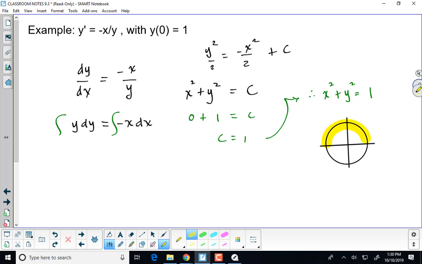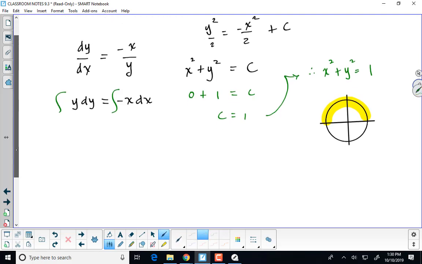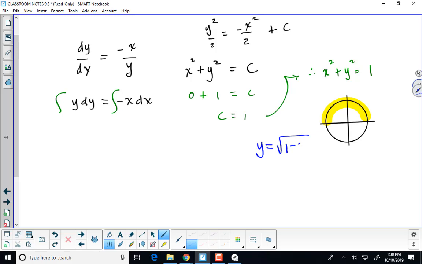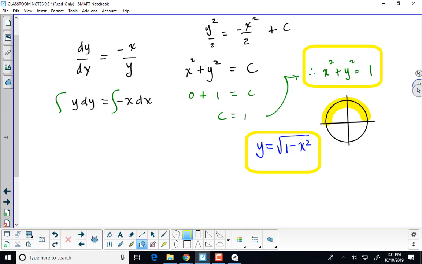That's our solution curve. If we wanted to write our particular solution, now we know that it's the top half, so we can take the square root and say that it is this. We know for sure that it's not of the minus part, but that's only after we plug in our initial value. So this is the general solution. This is the particular solution in implicit form.